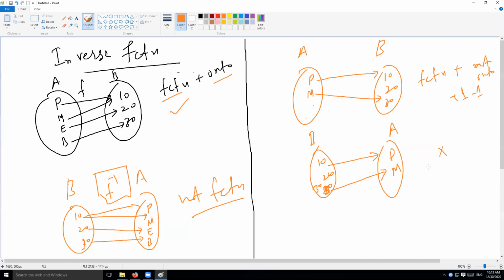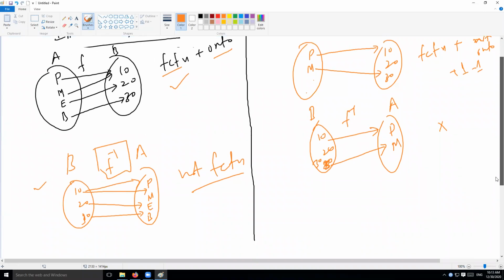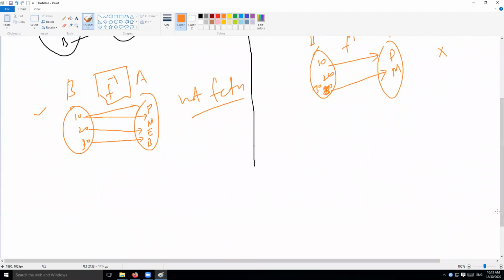So if your function is one-one, its inverse is not necessarily a function. If your function is onto, the inverse is not necessarily a function. Okay. So can I say that every function has an inverse? No, sir. Not necessary. Not necessary. So then how about if I do this PME and I say that 10, 20 and 30?